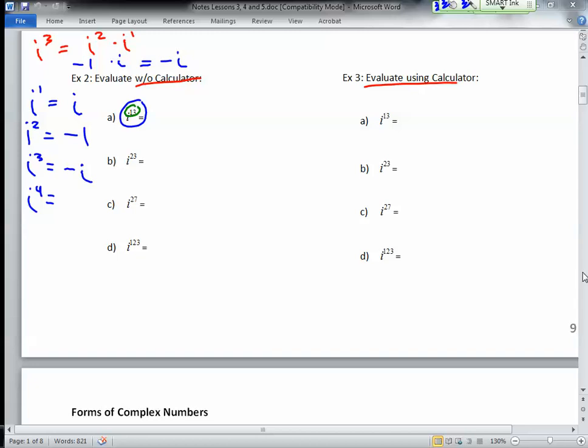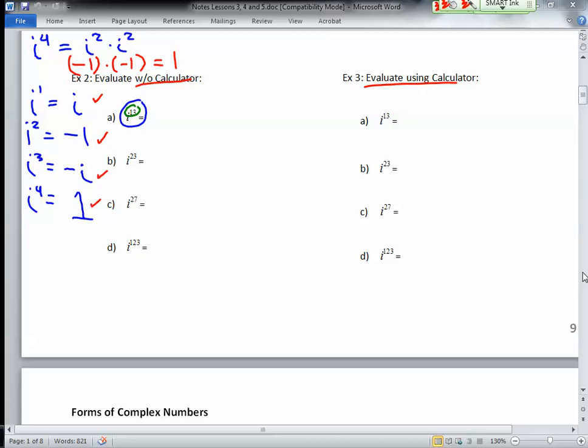All right? And now I need to do i to the fourth power. I could look at it a couple different ways. Maybe the easiest way is i squared times i squared. And I know that i squared is equal to a -1, so I get a -1 times -1, and that's going to give me a +1. Okay, so again, my pattern here: i, -1, -i, +1.